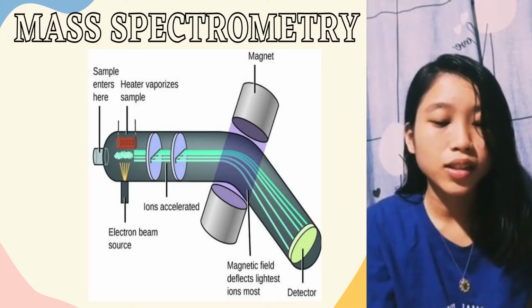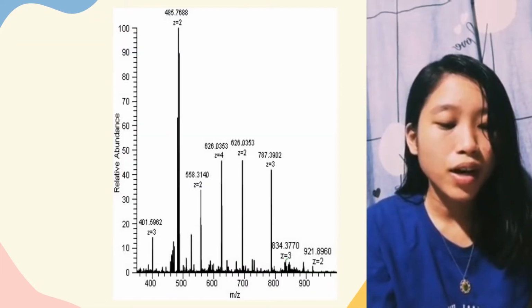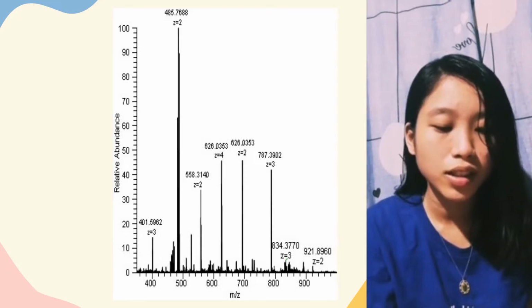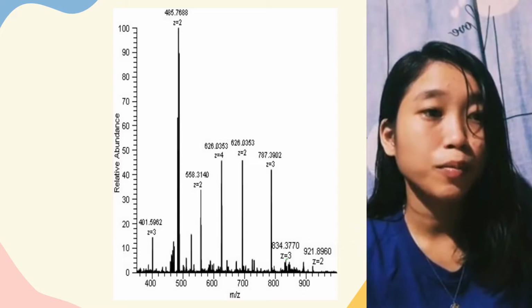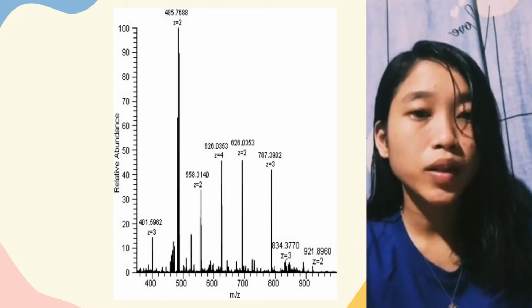Stage 4 is the detection. The beam of ions passing through the machine is detected electrically. This picture is the representation of a mass spectrum. It is usually simplified into a stick diagram.